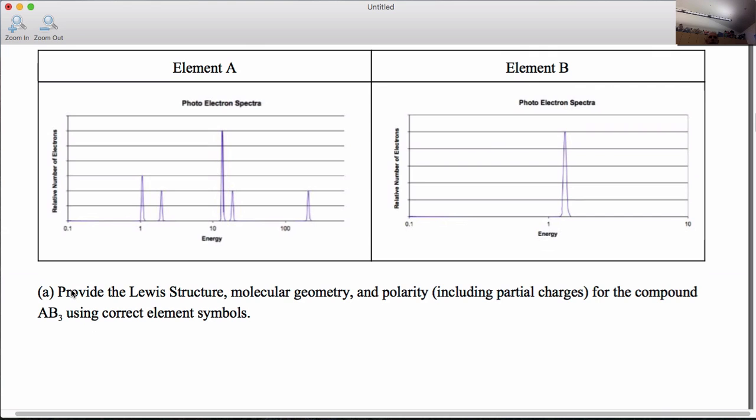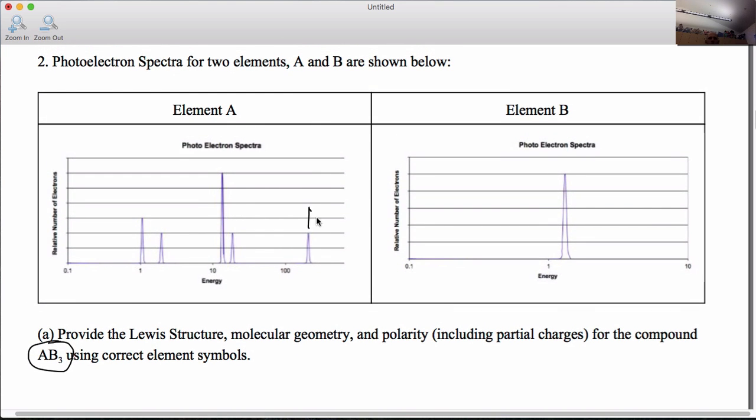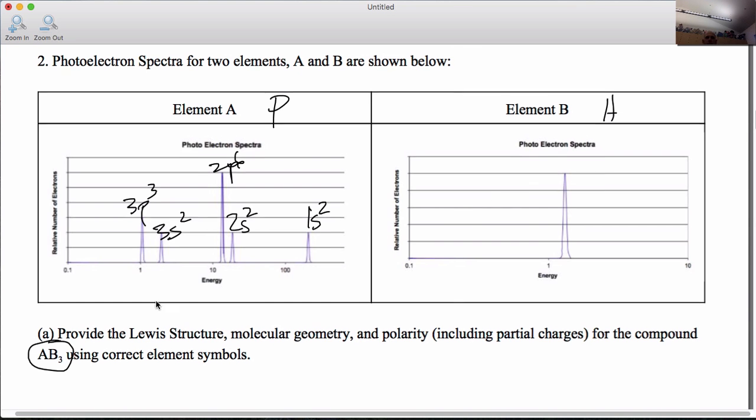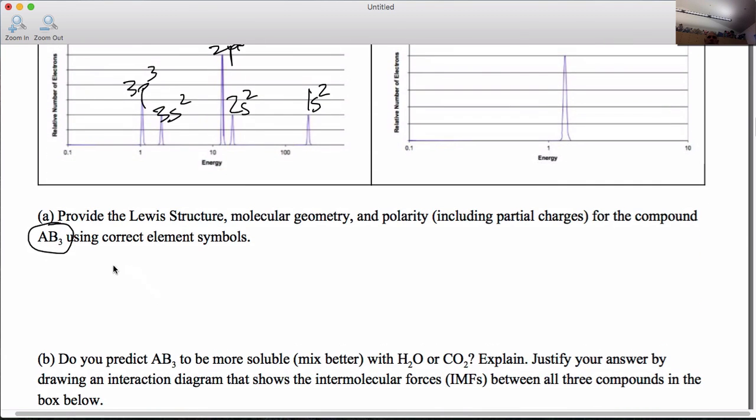Next problem, same kind of deal here. So they want us to provide the Lewis structure and polarity for AB3. So let's look here. 1s2, again, this is the high side. 2s2, 2p6, 3s2, 3p3. So we know that's going to be phosphorus. And again, it's going to form a compound. So we know that that's got to be hydrogen. So we have PH3. Okay.